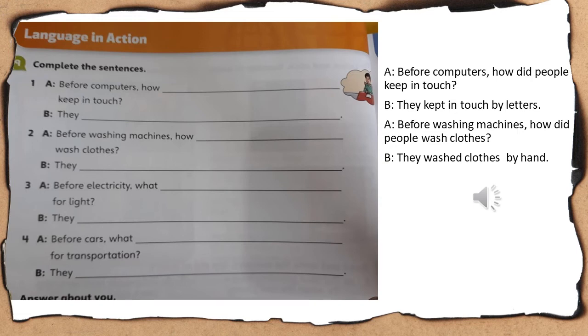Number 2. Letter A. Before washing machines, how did people wash clothes? Letter B. They washed clothes by hand. Antes de las lavadoras, ¿cómo las personas lavaban la ropa? Ellos lavaban la ropa a mano. Now try to answer number 3 and number 4.